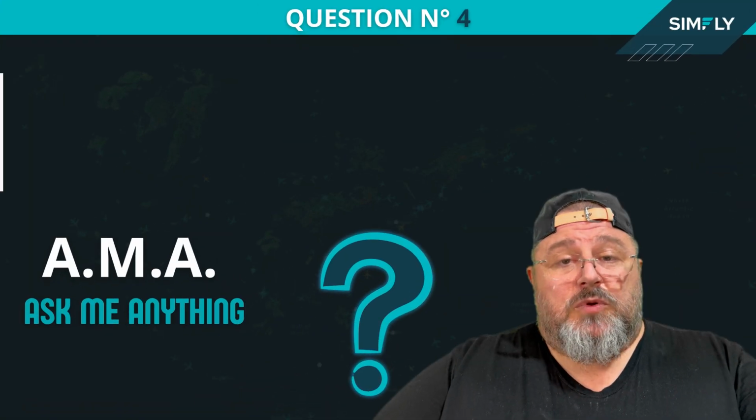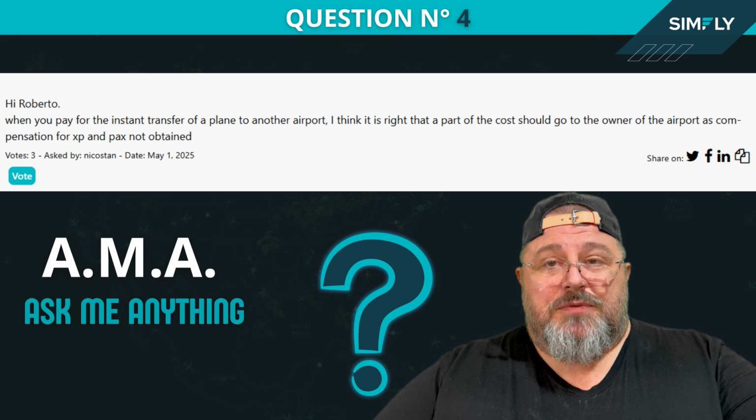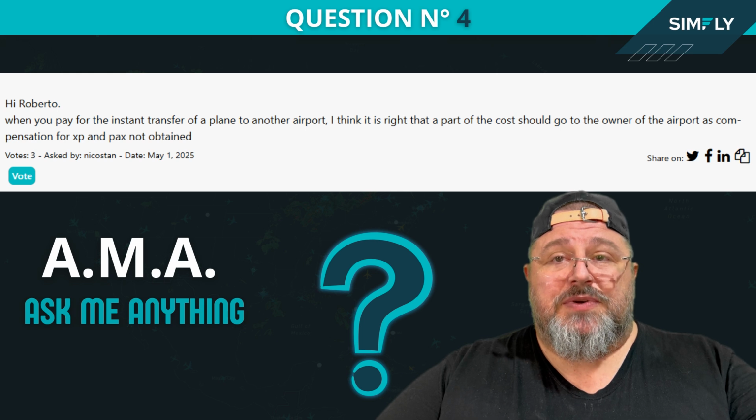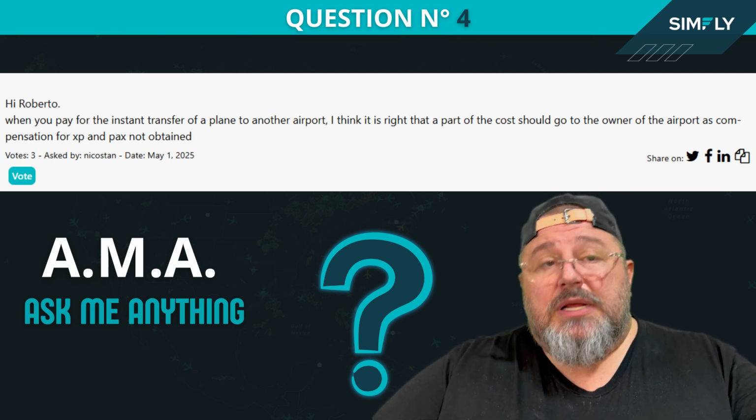Question number 4 has been asked by Nico Stan, the 1st of May 2025, and has 3 votes. It says, "Hi Roberto, when you pay for the instant transfer of a plane to another airport, I think it's right that a part of the cost should go to the owner of the airport as compensation for the experience points and PAX not obtained."